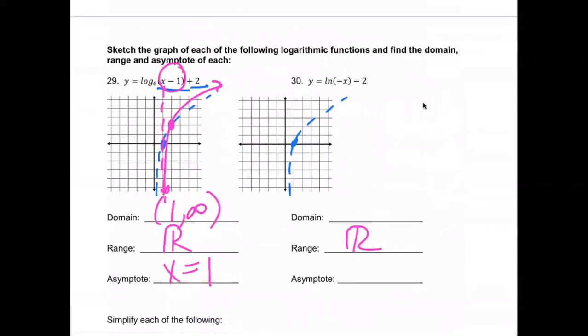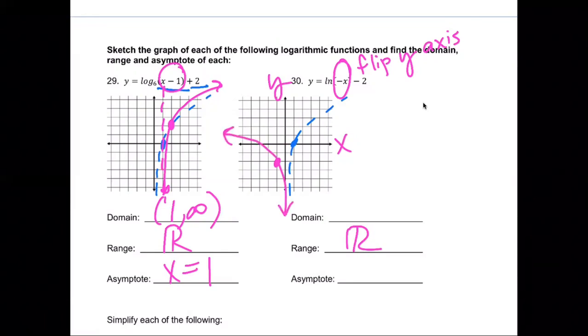For number 30, if the x is negative, that means that it flips over the y-axis. So if you get your graphs tomorrow, you can label this as x and this is y. So if I flip over the y-axis, that means I'm now going to be over here. And then from there, I'm going to go down 2. So it now points this way. My asymptote is still at 0 because I didn't shift left or right any. And if you set this equal to 0, you would still get 0. And then my domain would be negative infinity to 0.